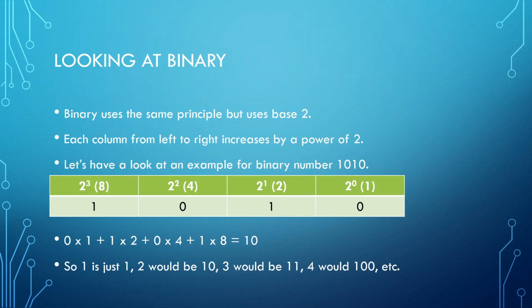As an example, decimal 1 is just going to be 1. Decimal 0 is going to be 0. Decimal 2, however, is going to be 1, 0. Decimal 3 would be 1, 1. Decimal 4 would be 1, 0, 0, etc. And so it's literally as simple as that.